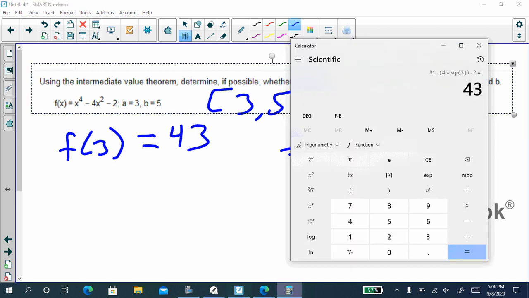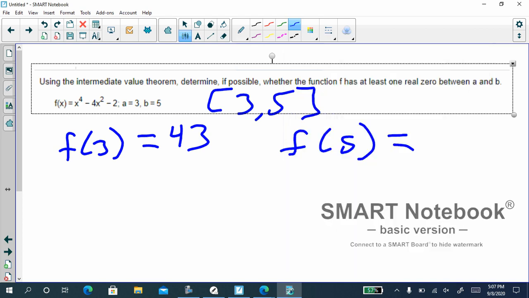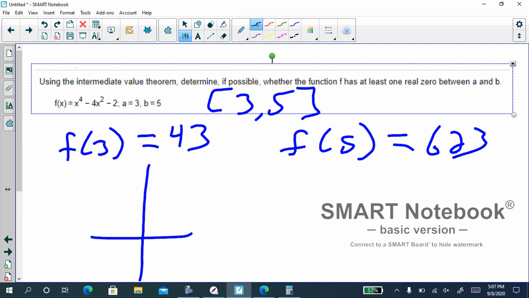Now if we plug a 5 in, we have 5 to the 4th, minus 4 times 5 squared, minus 2, 623. So just a real rough sketch. If 3 is here and 5 is here, when x is 3, we're at 43. When x is 5, we're up in the 600s.